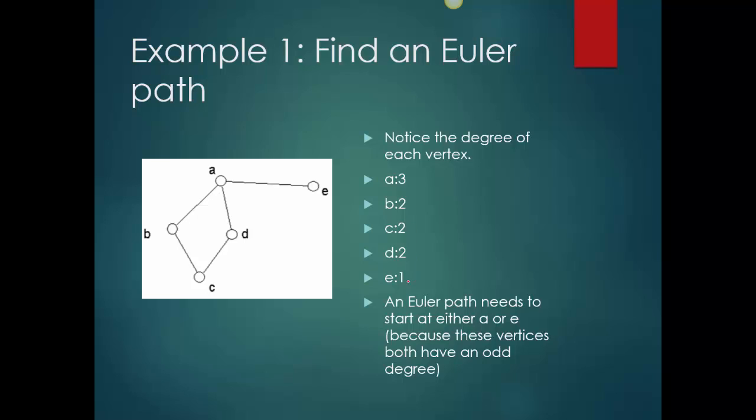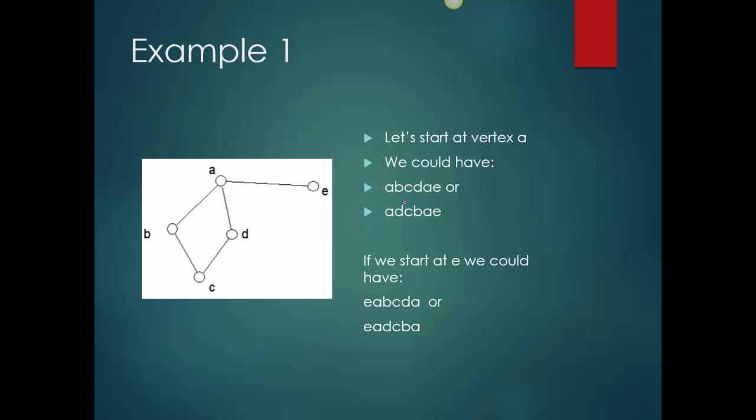All right, what that says to me, I need to look at the odds. A is 3, E is 1. So I need to start at an odd, and I want to end at the other odd. So I know I'm starting at either A or E. Just to make it simple, let's start at A.